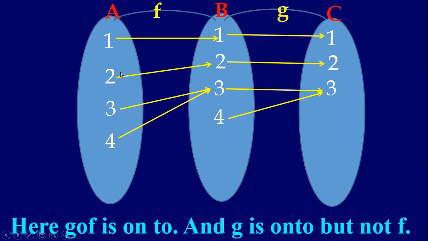Now here f of 1 is 1, f of 2 is 2, f of 3 is 3 and f of 4 is also 3. And g of 1 is 1, g of 2 is 2, g of 3 is 3 and g of 4 is also 3. Now here in the composite function, 1 is related to 1, 2 related to 2, 3 related to 3 and 4 is also related to 3. So here all the elements are images under the composite function. So therefore it is onto. So here g composite f is onto and g is also onto. But here f is not onto. So therefore if g composite f is onto, g is onto but f is not onto.